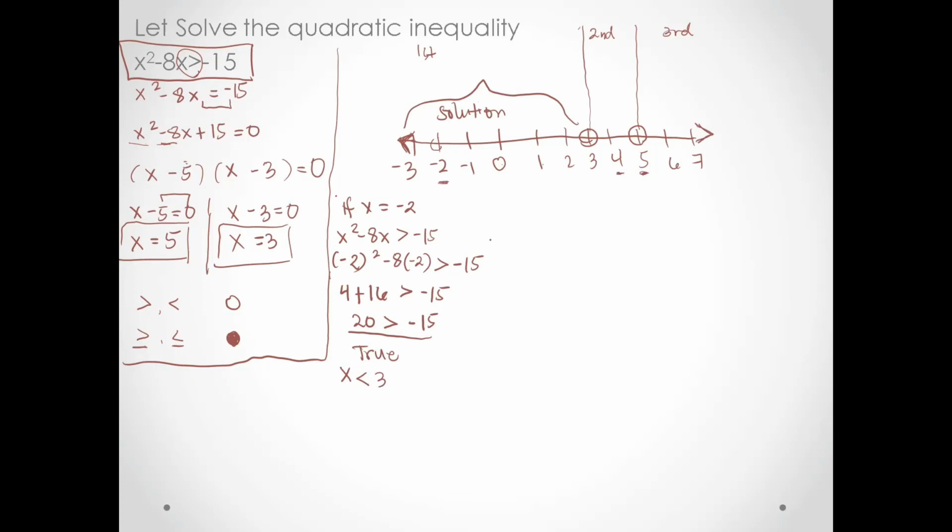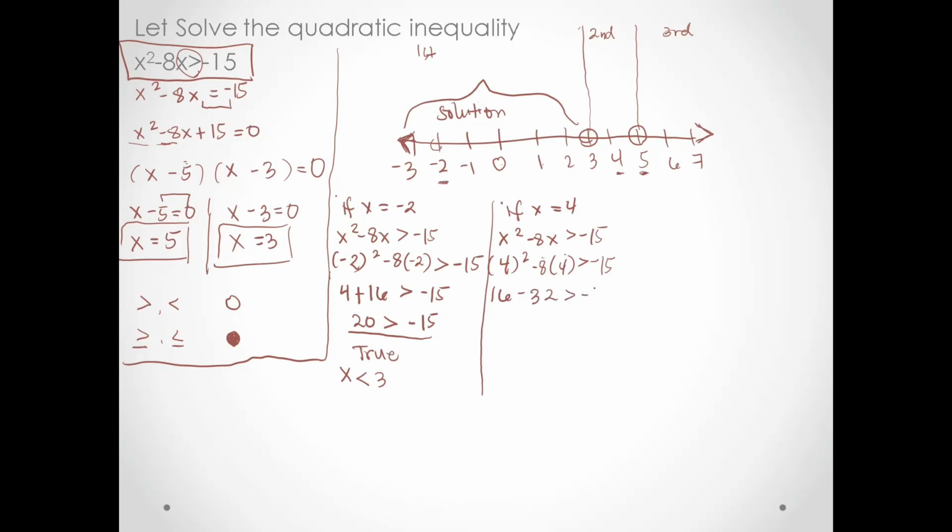If x is equal to positive 4, then we will substitute it into the inequality x squared minus 8x greater than negative 15. Substituting the value of x, which is 4: 4 squared minus 8 times 4 greater than negative 15. If we simplify, 4 squared is 16, and negative 8 times 4 is equal to negative 32, greater than negative 15.